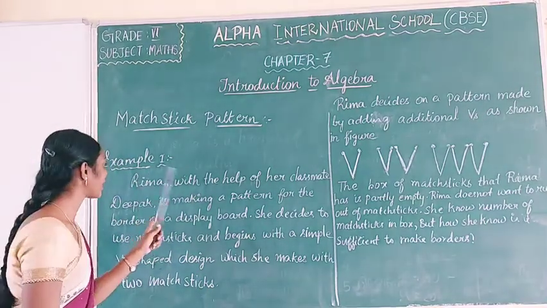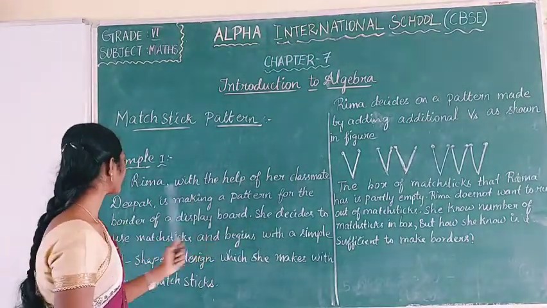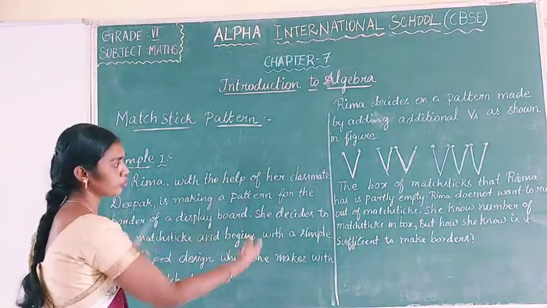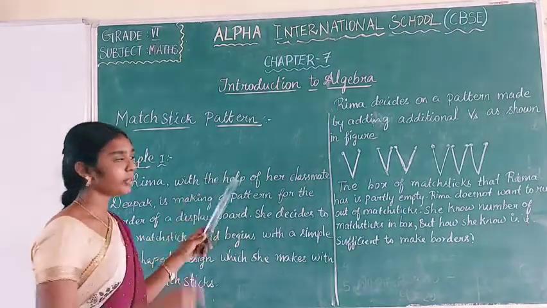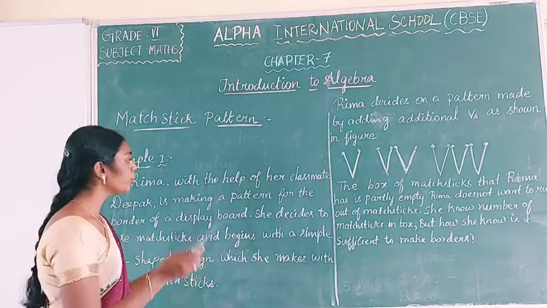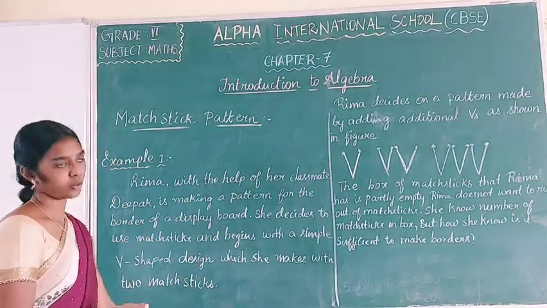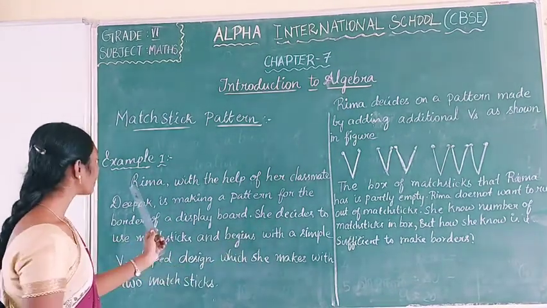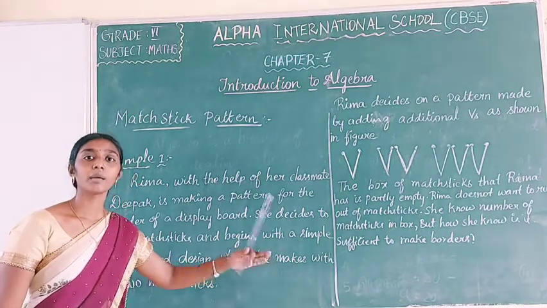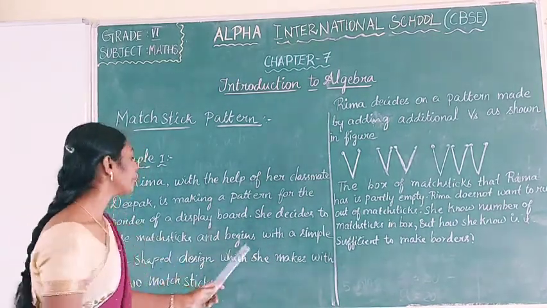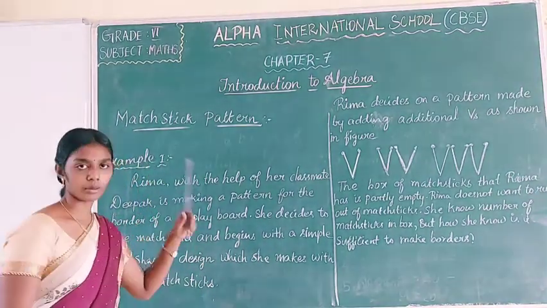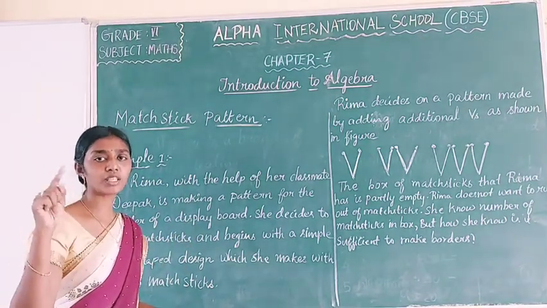They have given one example, example 1. Rima, with the help of her classmate Deepak, is making a pattern for a border of the display board. For example, take this board. Okay, I want to decorate this. That means these two children in a class, Rima and Deepak, have decided to make some pattern for the display board. Rima decides to use matchsticks and begins with a simple V-shaped design. She is starting the display by simply using the V-shaped design only.